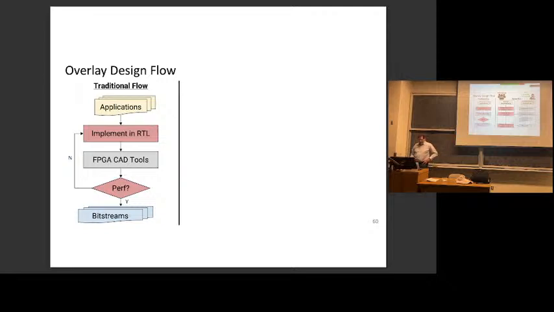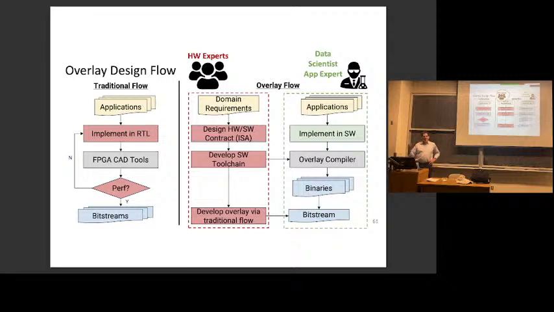What overlays do instead is they try to split out who's going to make an engine in the FPGA from who's going to use that engine. So you have hardware experts, people who know how to make good hardware, how to get things out of FPGAs, who figure out what we need in some domain of computation. For the NPU, that domain is basically neural networks that process sequences: LSTMs, RNNs, et cetera.